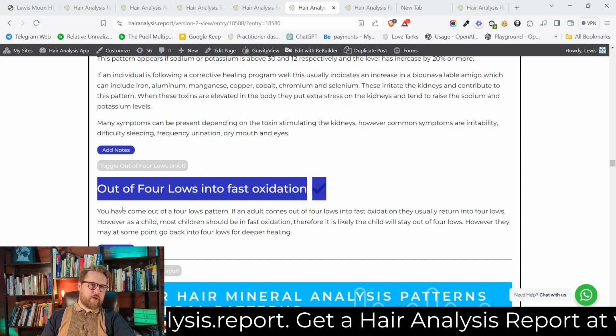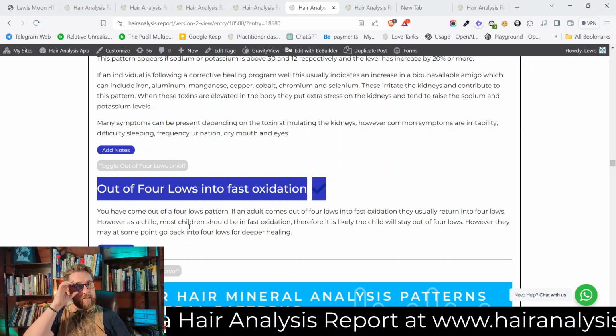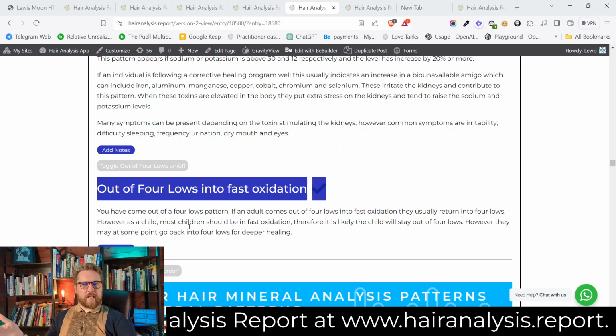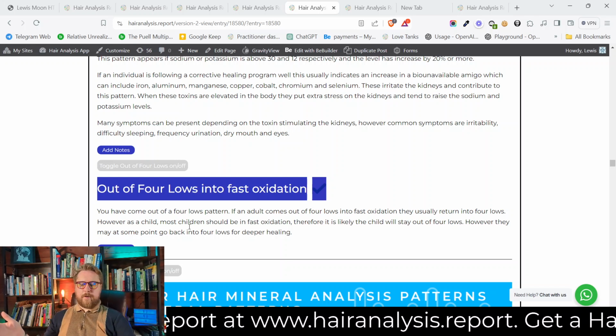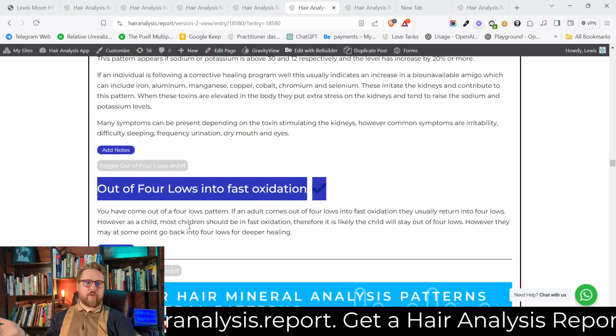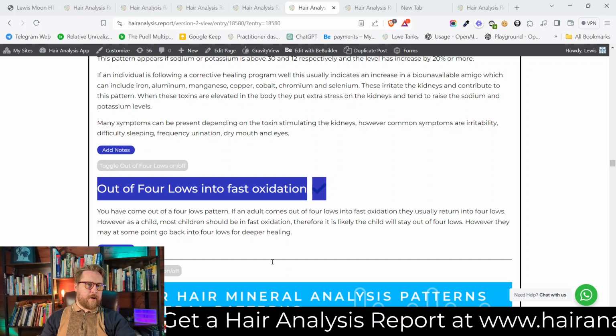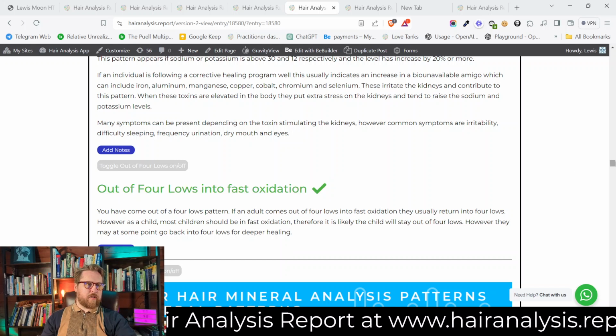So this is a joy pattern on a children's test, and one of the good things about how our hair analysis report works is that some of these things won't get picked up for whatever reason. The main reason is just that there's hundreds of these to remember, so it cuts out any sort of human error.